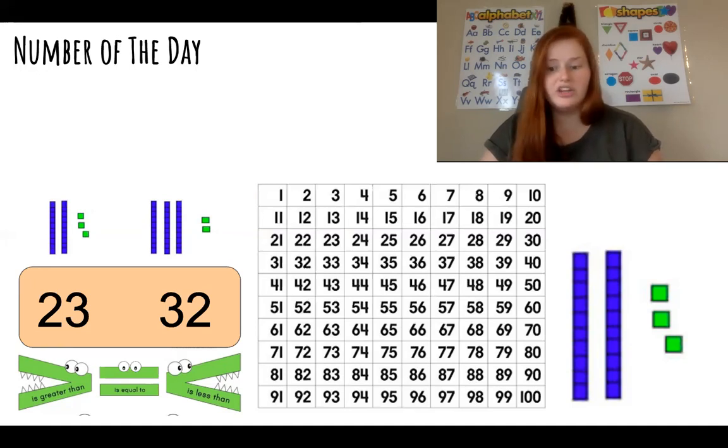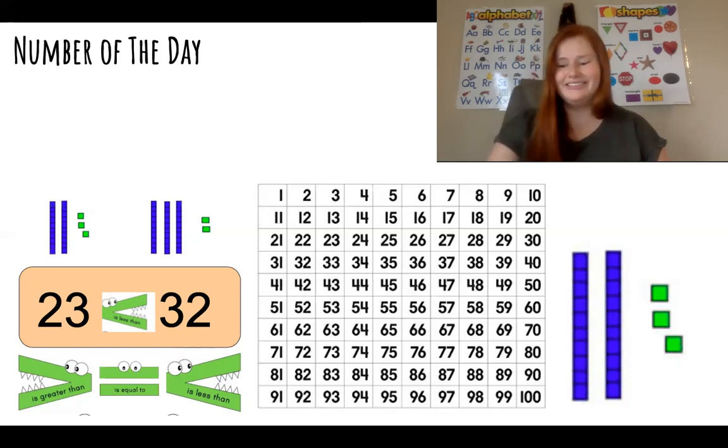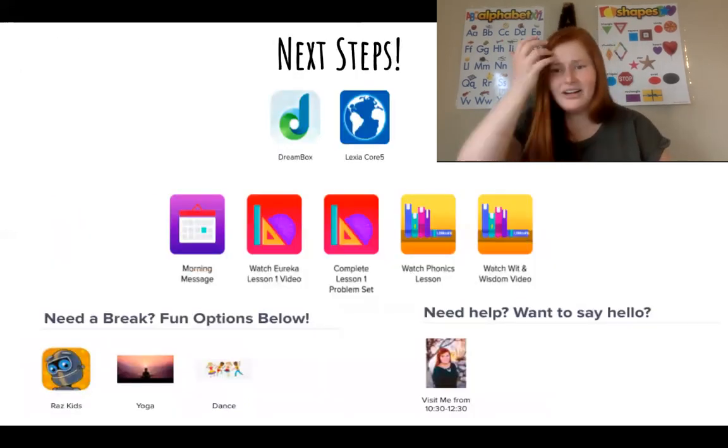So if we look at 23, I know that 23 is less than 32. We wanted our alligator's mouth to be open to that big number. So we had to turn him around. And we had to say that the big open side is facing that 32, the number with more groups of 10. Excellent. Good job.